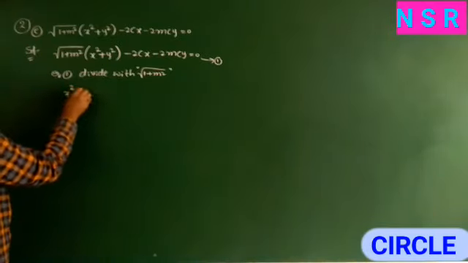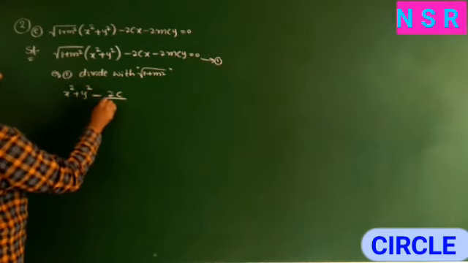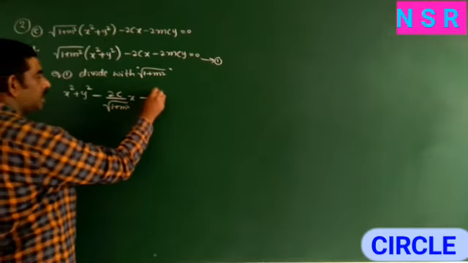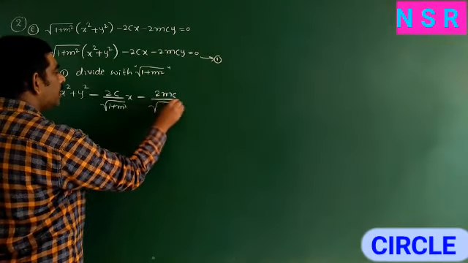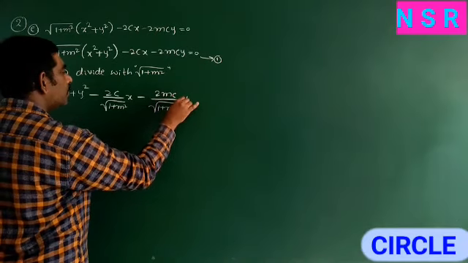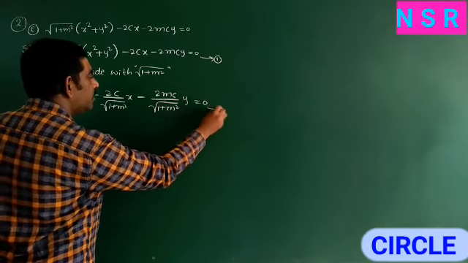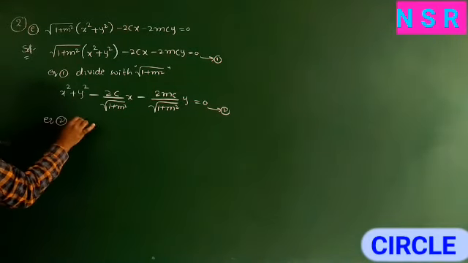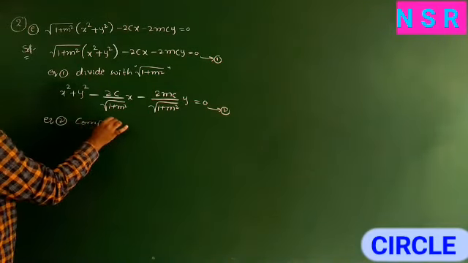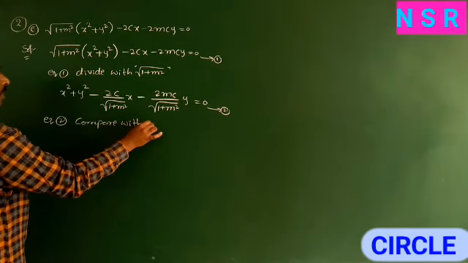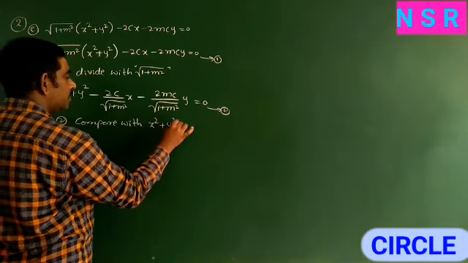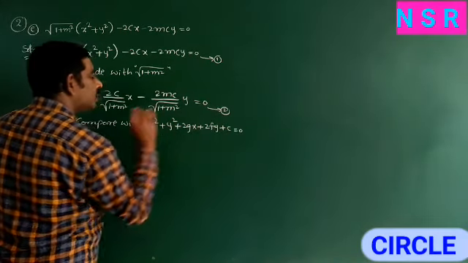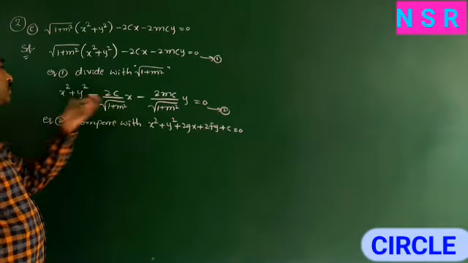We get here x square plus y square minus 2c by under root of 1 plus m square into x, minus 2mc by under root of 1 plus m square into y equal to 0. So take it as equation number 2. So compare equation 2 with x square plus y square plus 2gx plus 2fy plus c. So it's the general form of the circle equation.